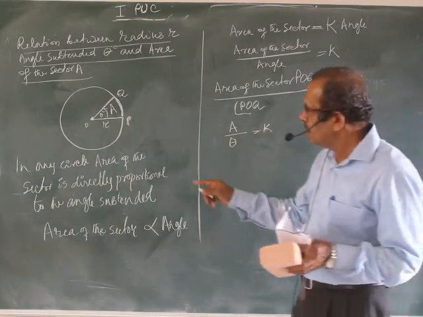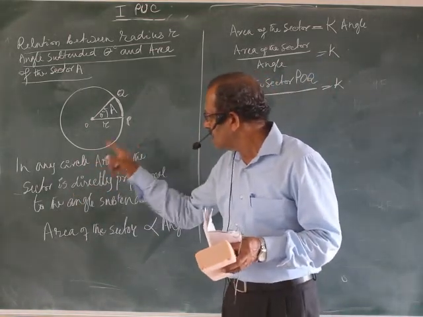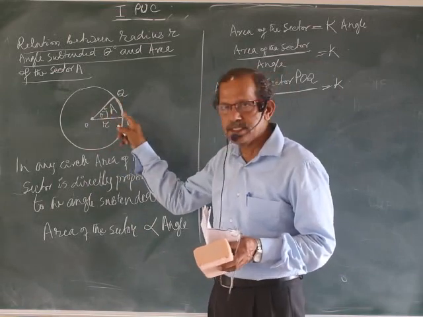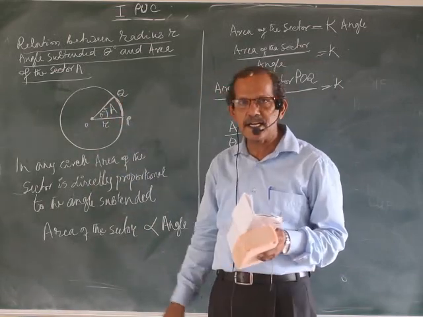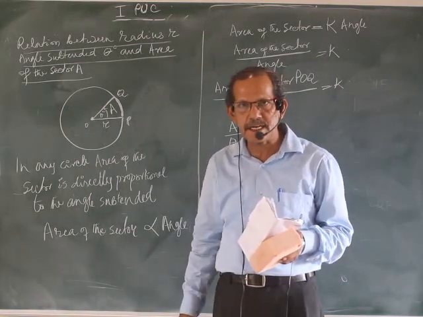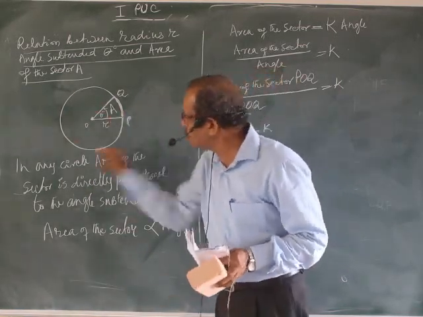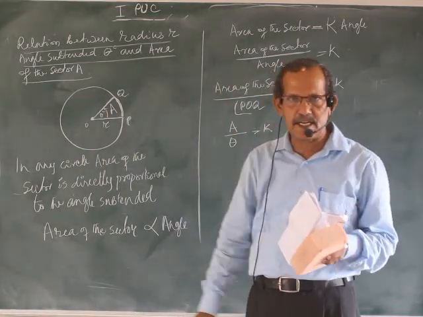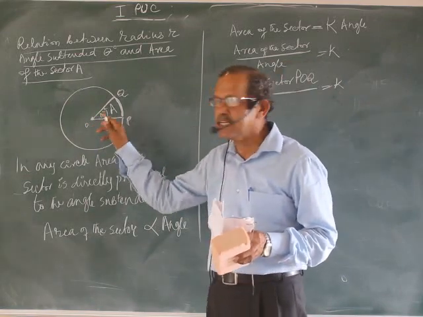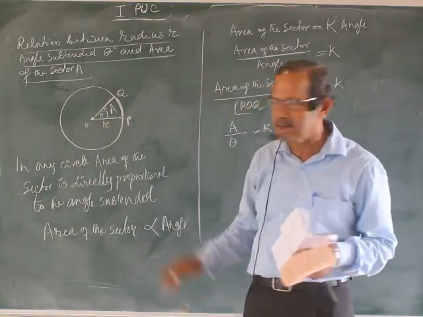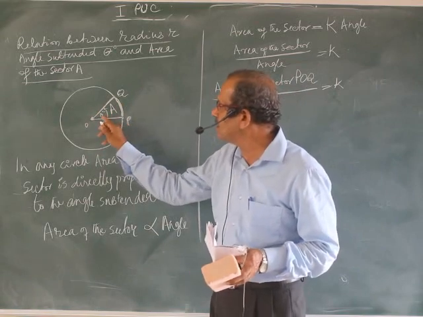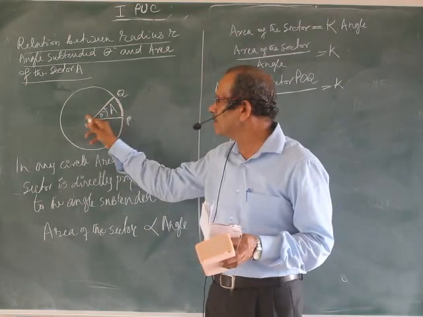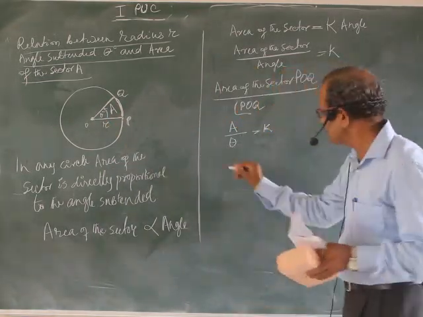But remember, in any circle, area of the sector. Not necessary to take this only sector. It is for every sector in the circle. You take whichever may be the sector you consider. So let me take a full circle. It is also a sector. Full circle is also a sector. Subtending angle 360 degree or 2 pi radian at the center. This is the sector subtending only theta radian at the center. Full circle, it is also a sector subtending 2 pi radian at the center.